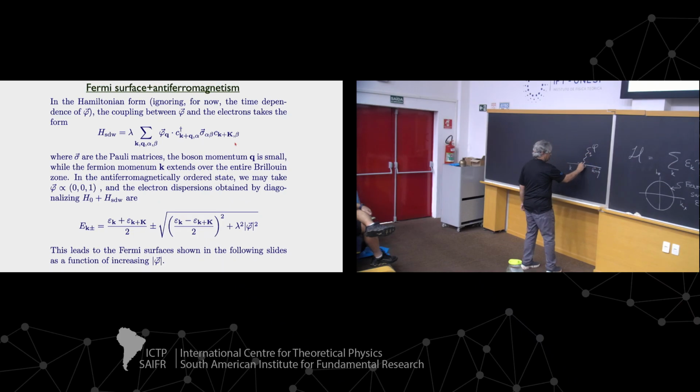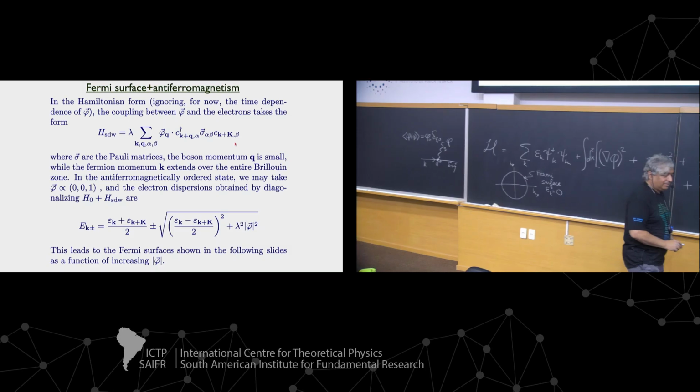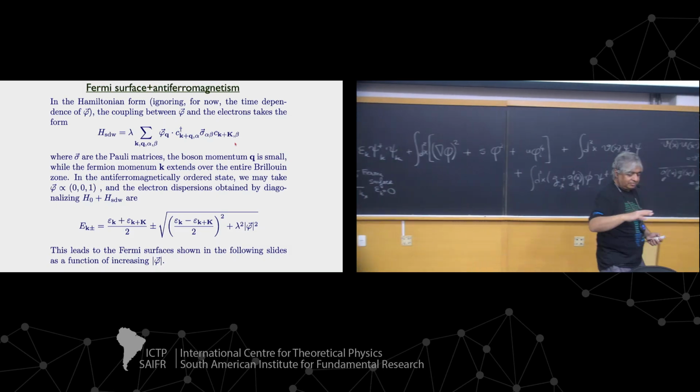That's all. Okay, so now what we're going to do is we're going to say phi of Q is going to acquire an expectation value, phi 0 times delta Q 0. So it's going to just condense at momentum 0, because the finite momentum has been absorbed.